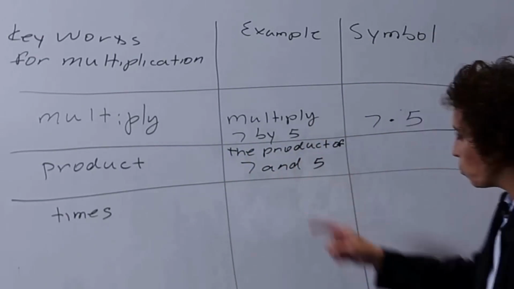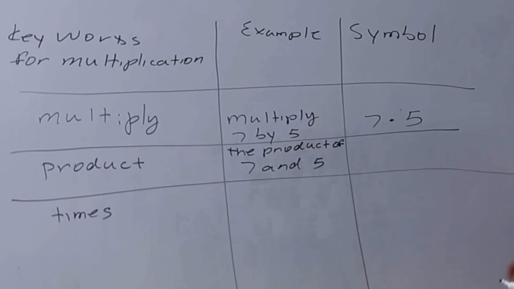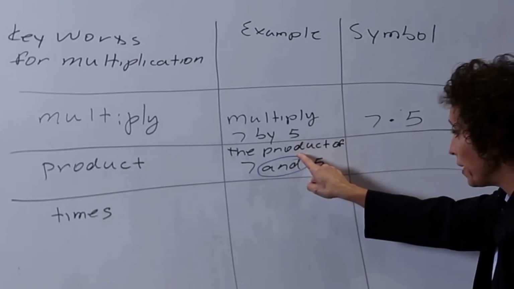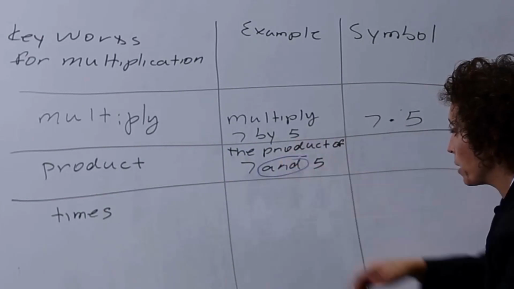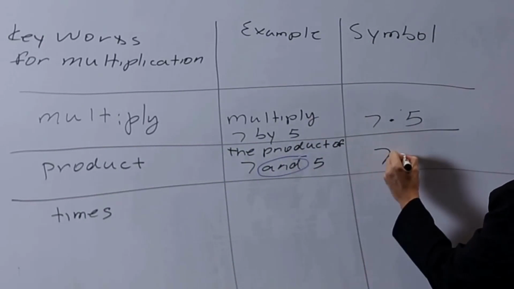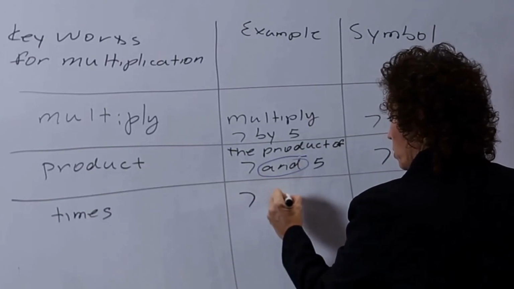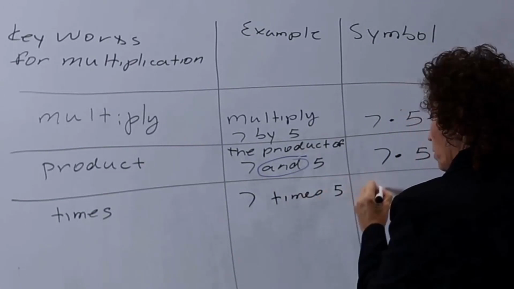Okay, now here's that word "and" again. Remember, "and" does not mean to add. "And" just tells you where to put the operation symbol. Well, product means to multiply. That's where the multiplication symbol goes. So of 7 and 5, that's the way that looks. And last but not least, 7 times 5.